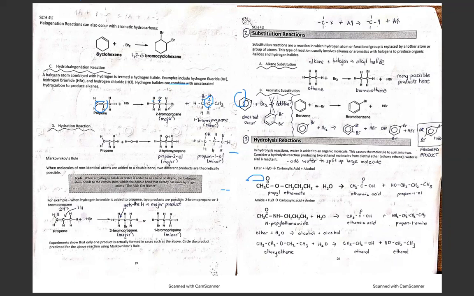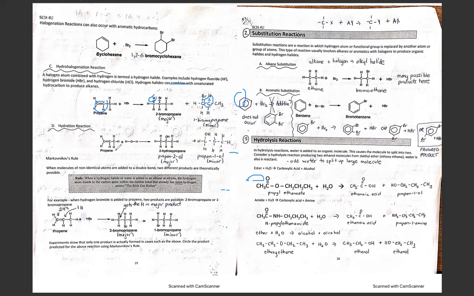So it depends. So we have to look at which carbon had more hydrogens because the rich get richer. So this first carbon here had 2 hydrogens, so it is more likely to obtain the hydrogen, which is why this is the major compound.